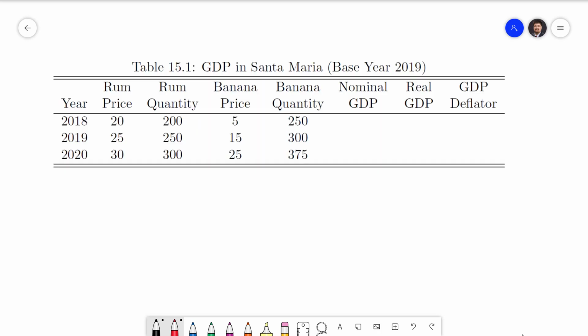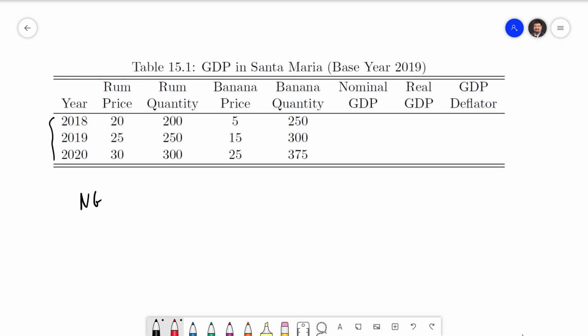For an example, we'll return to the small island country of Santa Maria. Two different goods are produced within this country, rum and bananas. In the table, we have three different years, 2018, 2019, and 2020. And for each year, we have a different price and quantity of rum and bananas. Let's start with calculating the nominal GDP.